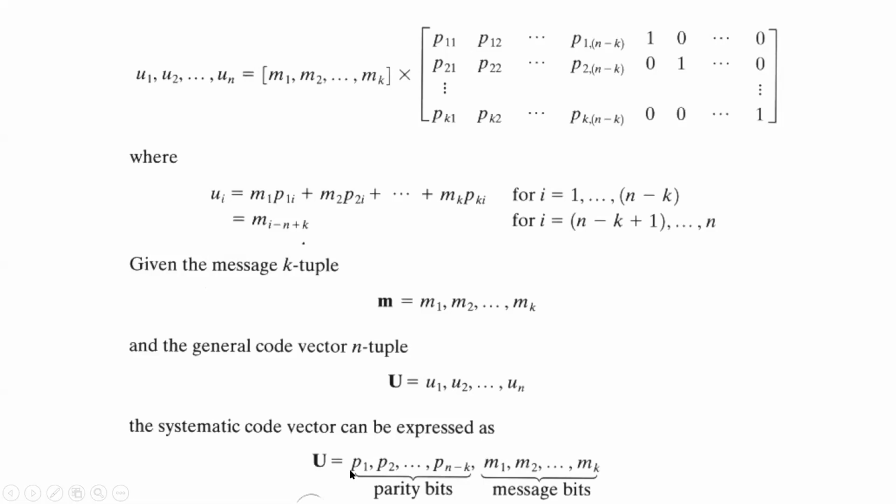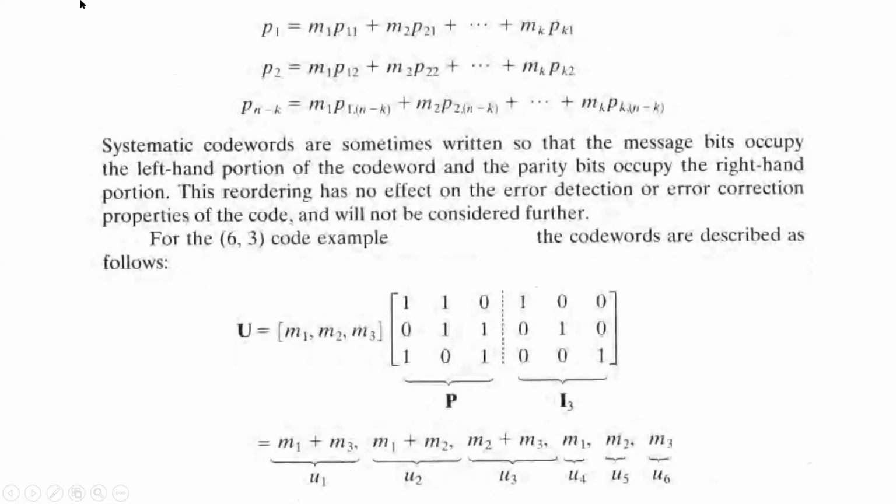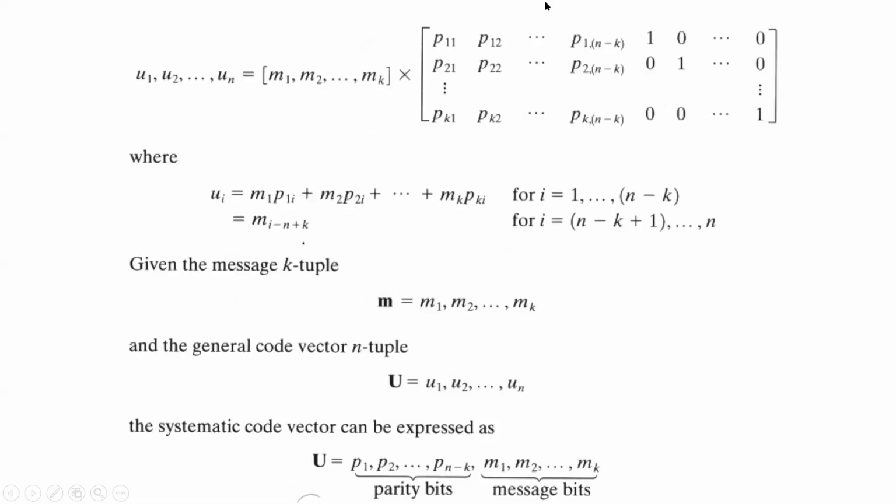That means 3 parity bits are there and 3 message bits are there. So how to generate this parity bit P1? You can see from here, M1 P11, M2 P21. The first parity bit will be generated by M1 multiplied with P11, M2 multiplied with P21. This is the generating matrix.